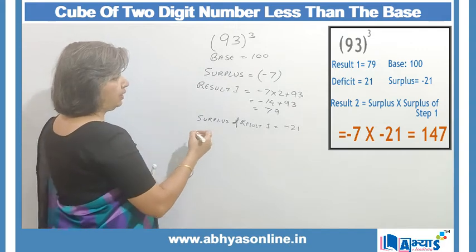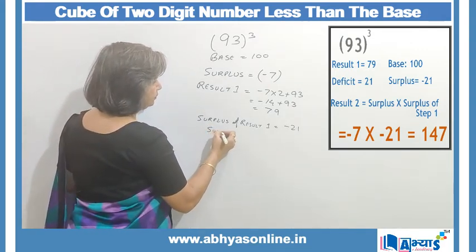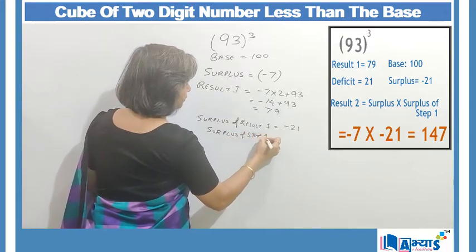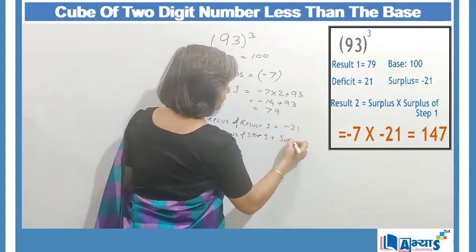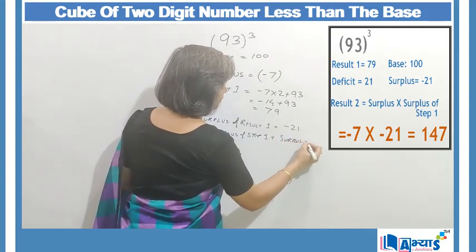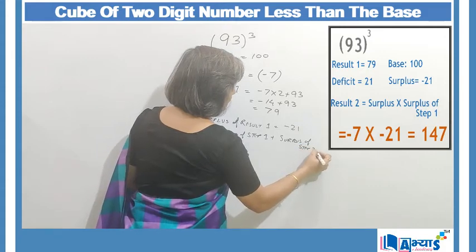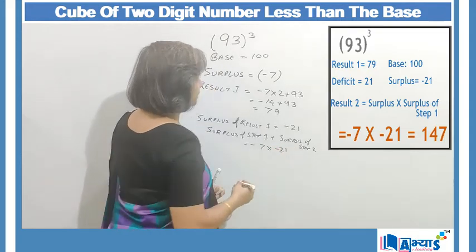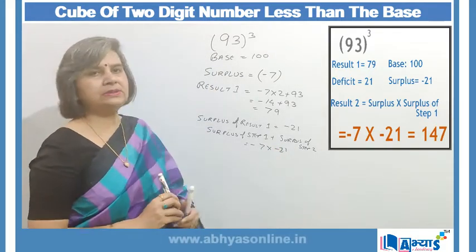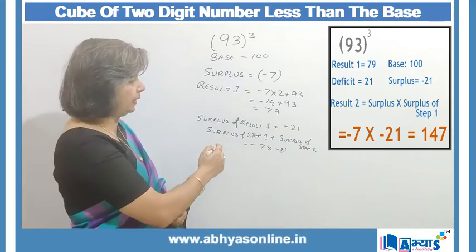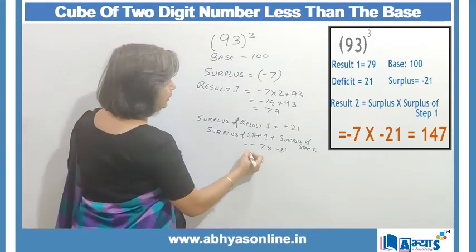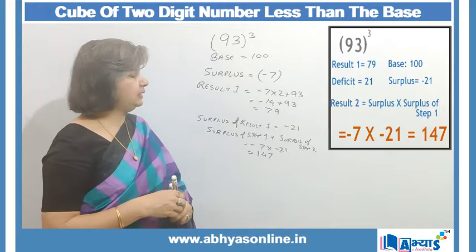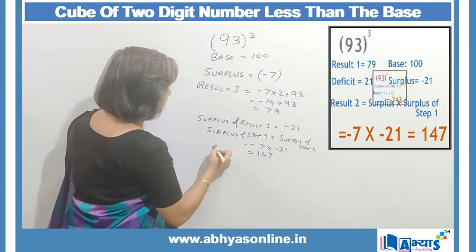So in this step, I will multiply the surplus of step 1 with the surplus of step 2. That is minus 7 into minus 21. As the surplus in step 1 is minus 7 and the surplus in step 2 is minus 21, minus 7 into minus 21 will be 147. Now we can see that in step 2 the result is 147.